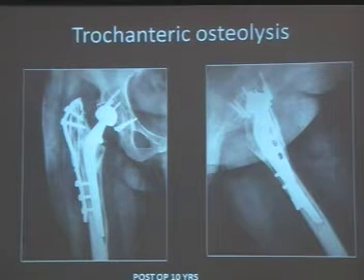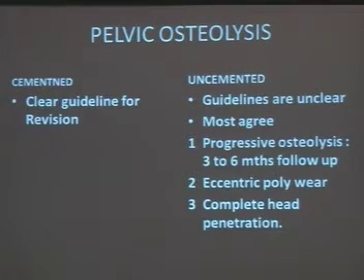Now this lady will need a revision because you see a lot of massive osteolysis in the supraacetabular area, and the wear rate, and it is going to be a very tough job for me to do the revision of this lady. Now pelvic osteolysis: in a cemented hip on the established side, the glide lines are extremely clear, but in uncemented hips the glide lines are still not clear. But we are agreeing now: with progressive osteolysis at every 3 to 6 month follow-up, eccentric poly wear, and complete penetration, revise the hip as early as possible. Don't wait for pelvic dissociation.